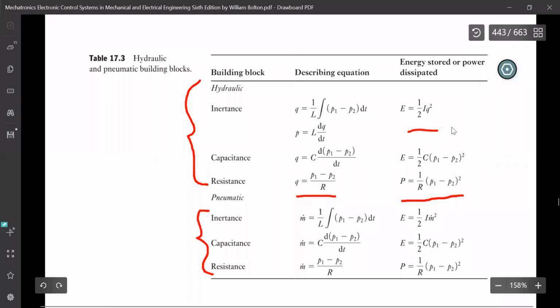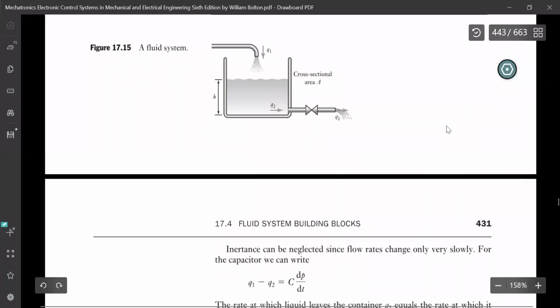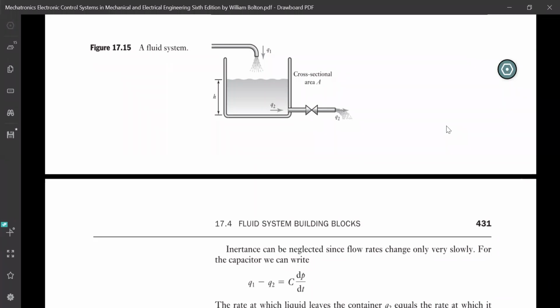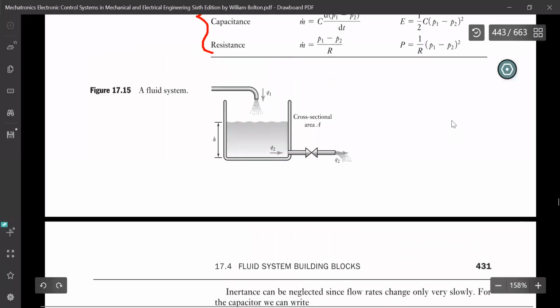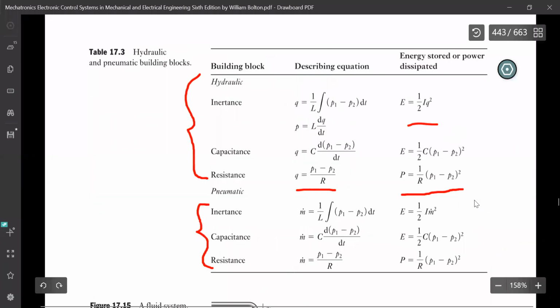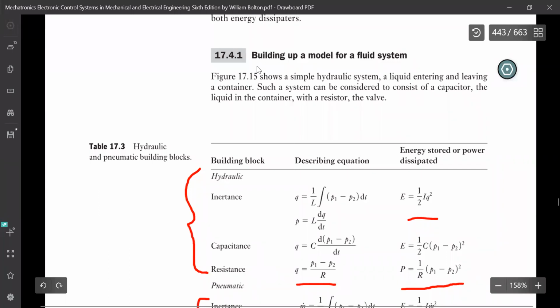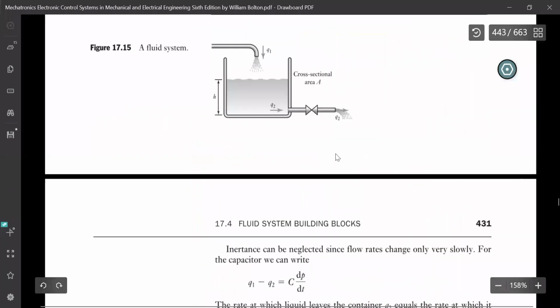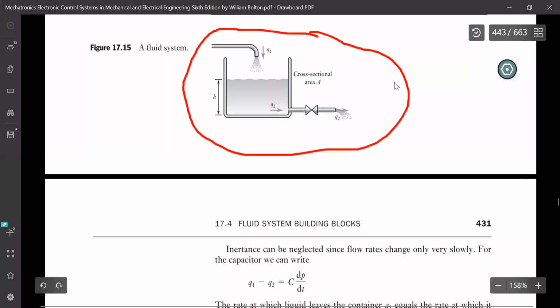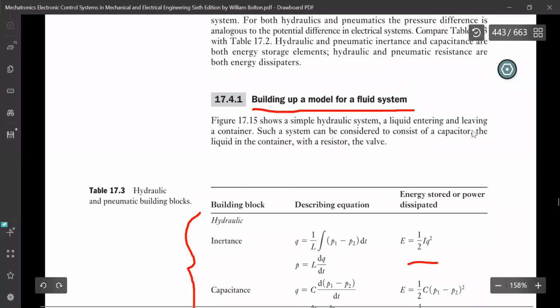Next, we'll be taking one example over here. We'll be considering a fluid system and we'll try to apply these elements over here. So first of all, building up a model for a fluid system. This is the next topic. This figure shows a simple hydraulic system, a liquid entering and leaving a container.